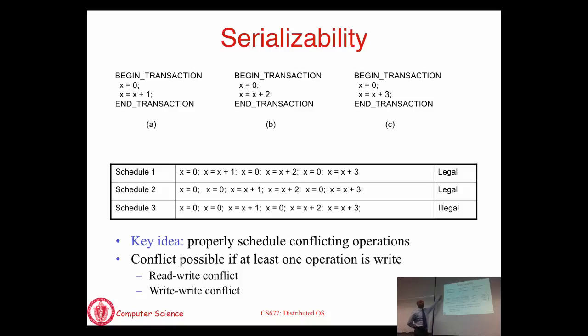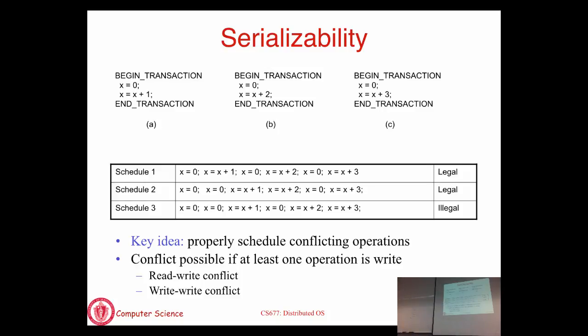Before you started, the database was in a consistent state. At the end of this, we end up with x equal to 3. That's a consistent state because a serial sequential execution of these 3 would also leave us with x equal to 3. So we will accept it.